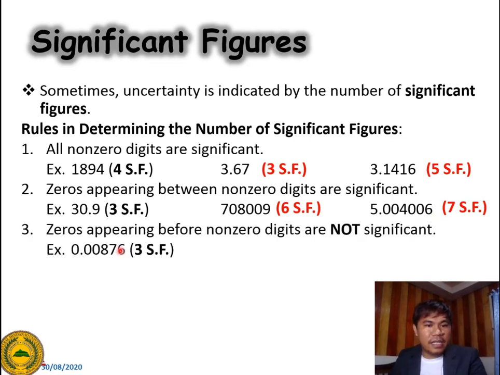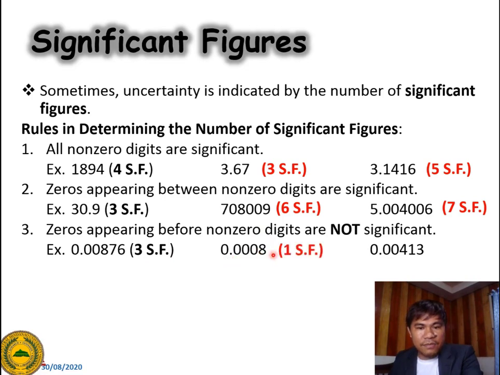Next rule is actually zeros appearing before non-zero digits are not significant. Meaning, if I have a digit here, 0.00, these are not significant, so you don't count this. But then you only count this one, 8, 7, 6, so you have 3 significant figures. The same thing for this one, so you have 1 significant figure. And here we have 3 significant figures.